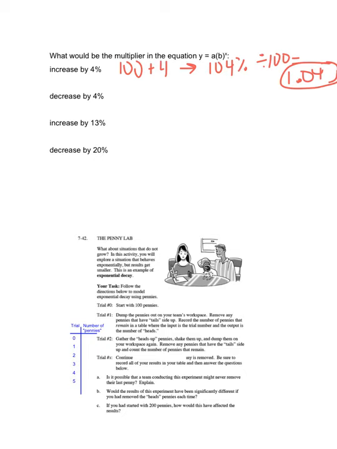If something's going to decrease by 4%, I start at 100 and subtract 4, which would give me 96%. And then we divide by 100 to get our decimal multiplier. In this case, it would be 0.96. You need to try the next two.